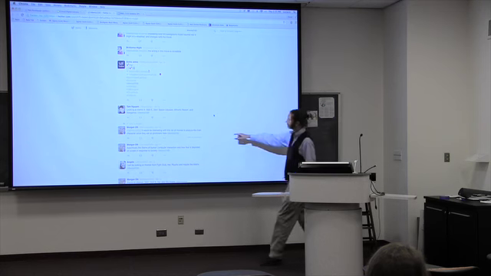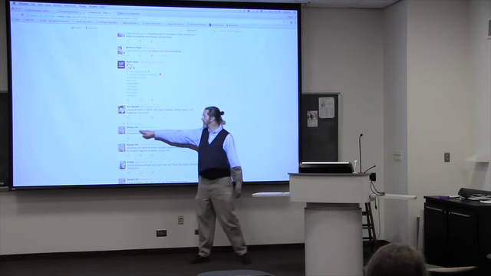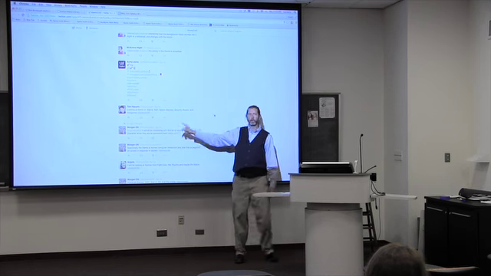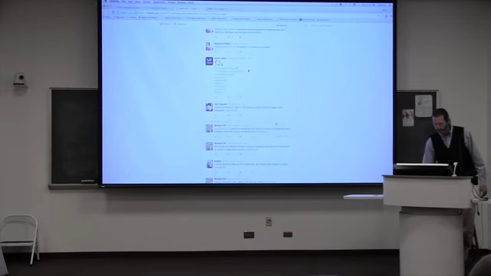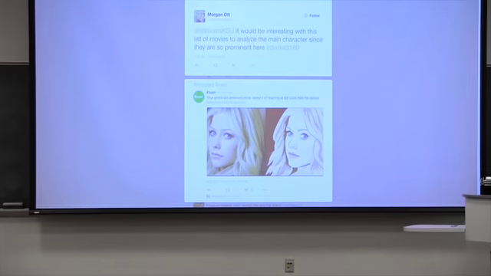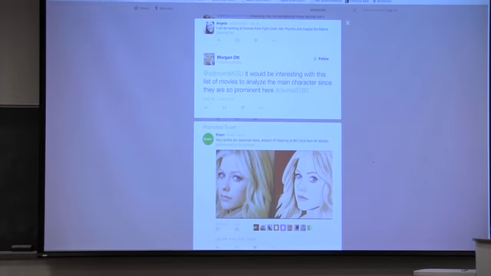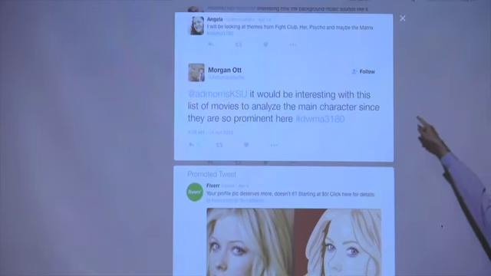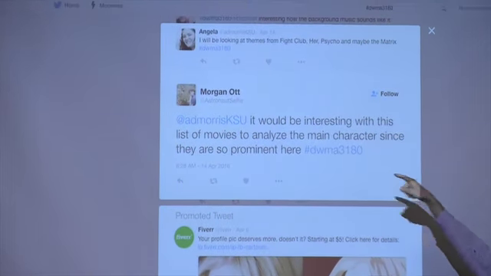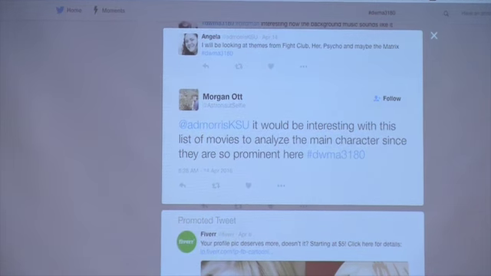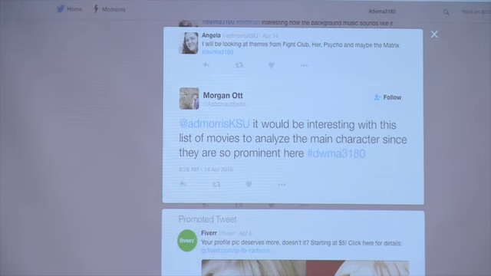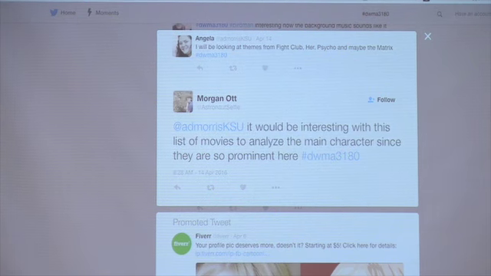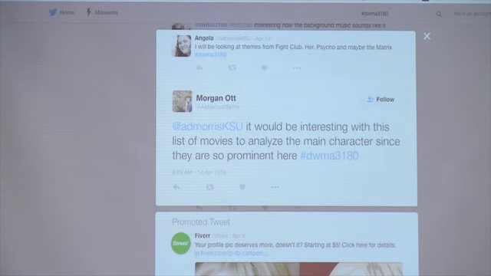Here's an example. This is Morgan answering a tweet from somebody else. In fact, we could probably look at what that looks like. This is Angela tweeting out the thesis for her final project, and Morgan popping in and saying, oh, I think your thesis would become interesting if you did it this way. So we've used it that way.